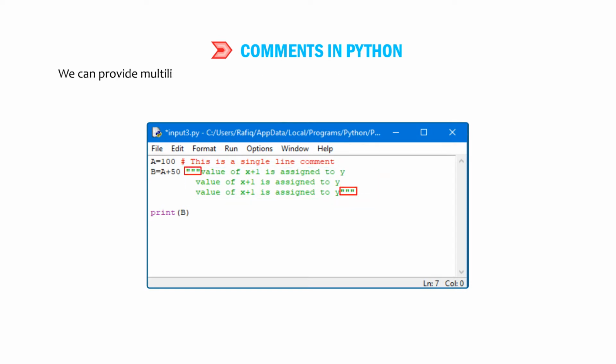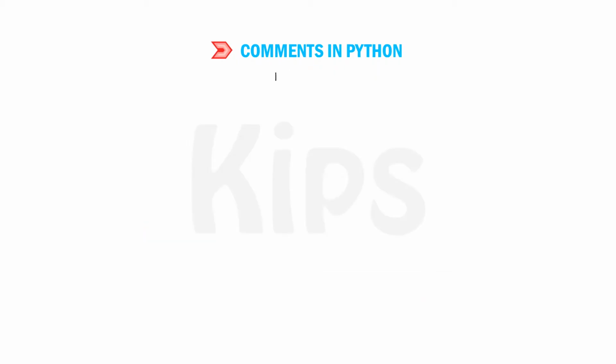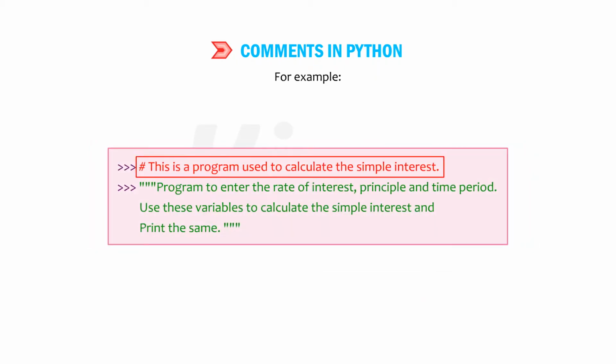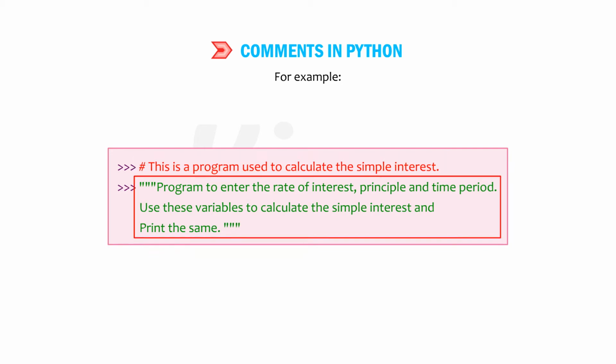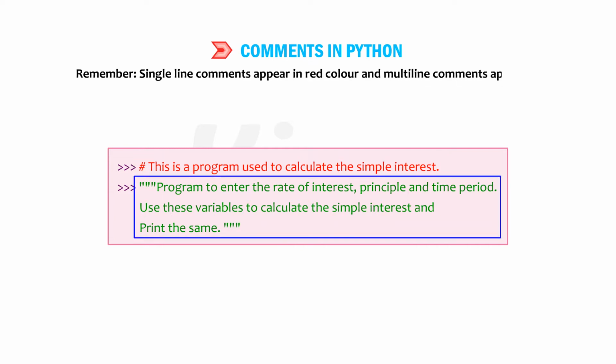We can provide multi-line comments in a program by adding a delimiter at the beginning and the end of the comment. For example, hash: this is a program used to calculate the simple interest. Then triple double quotes: program to enter the rate of interest, principal, and time period. Use these variables to calculate the simple interest and print the same. Triple double quotes. Remember, single-line comments appear in red color and multi-line comments appear in green color.